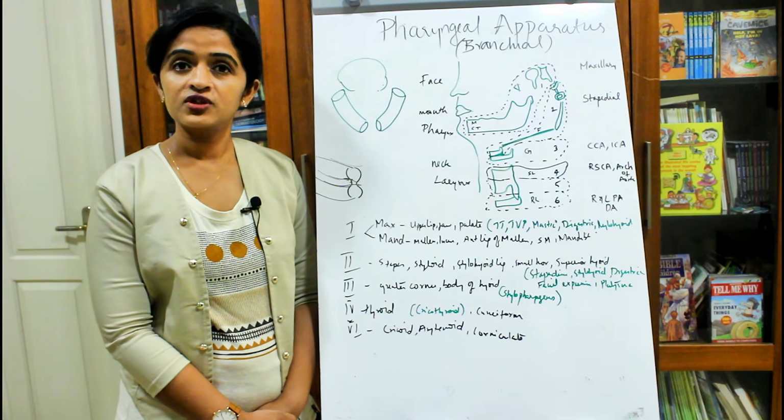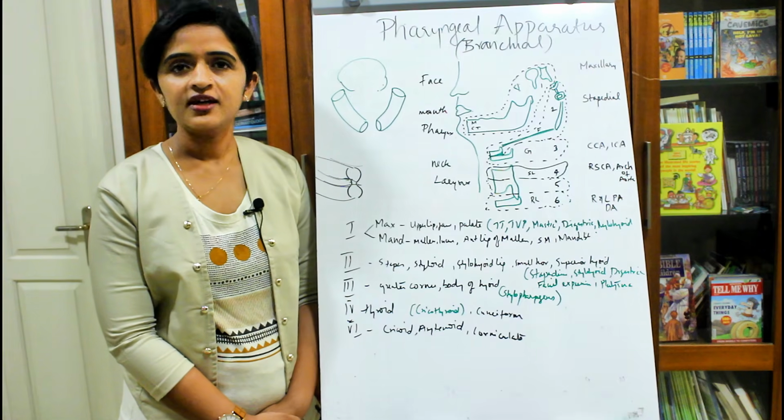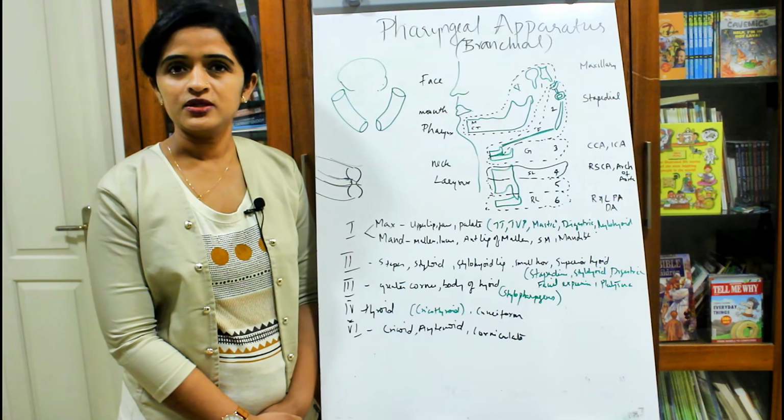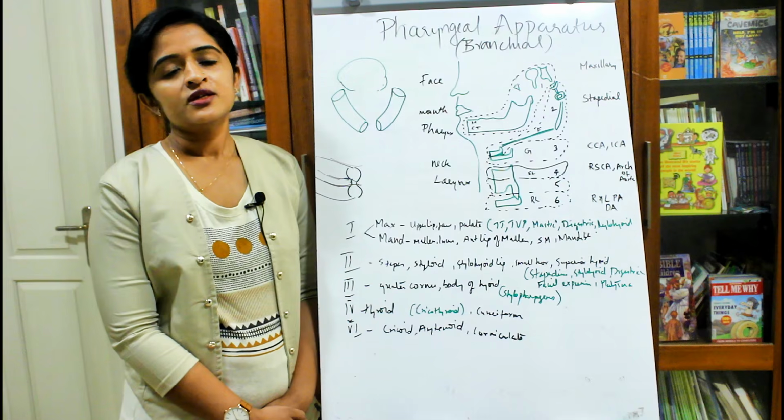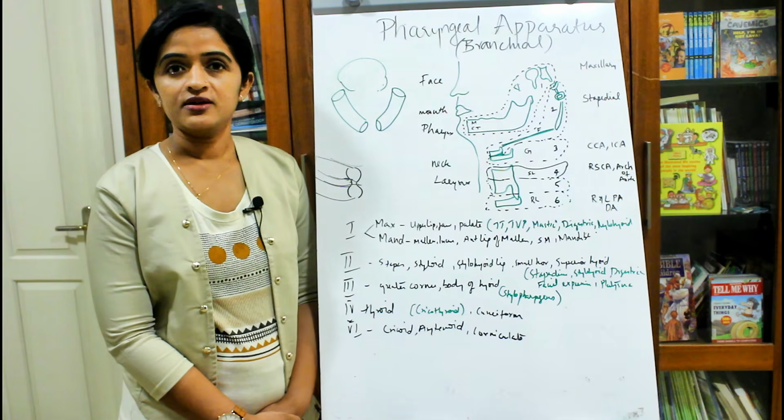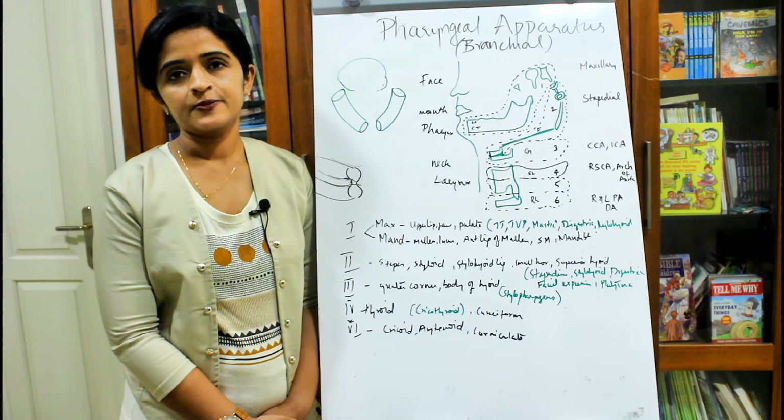So before moving on to the topic proper, I would like to say something about the three germ layers. You know that there are three germ layers in our body. They are the ectoderm, mesoderm and endoderm. So what is this pharyngeal apparatus or branchial apparatus?